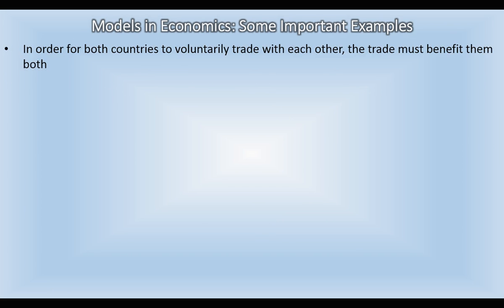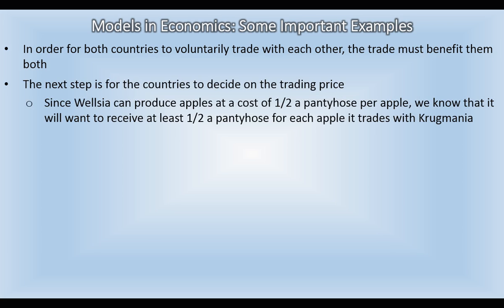All right, so in order for both countries to voluntarily trade with each other, the trade has to benefit them both. So the next step is for countries to decide on the trading price. Since Wellesley can produce apples at a cost of half a pantyhose per apple, we know that it will want to receive at least half a pantyhose for each apple it trades with Krugmania. If it gets less than half a pantyhose, then it won't want to trade, because if it were to produce one apple, it would only have to give up half a pantyhose. So that's its cost. It at least wants its cost covered, or it's not going to trade. So again, it wants to cover its cost of production.